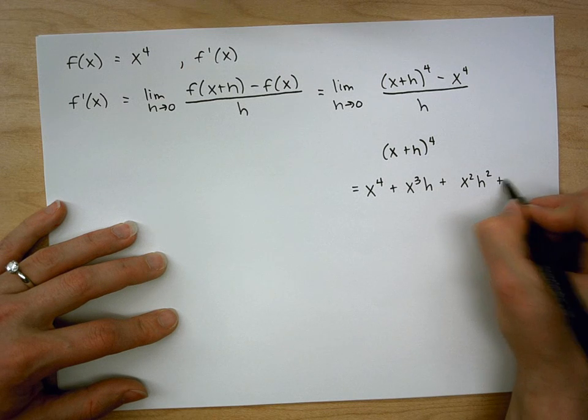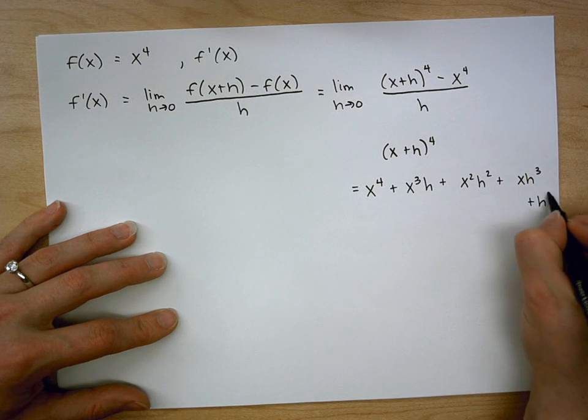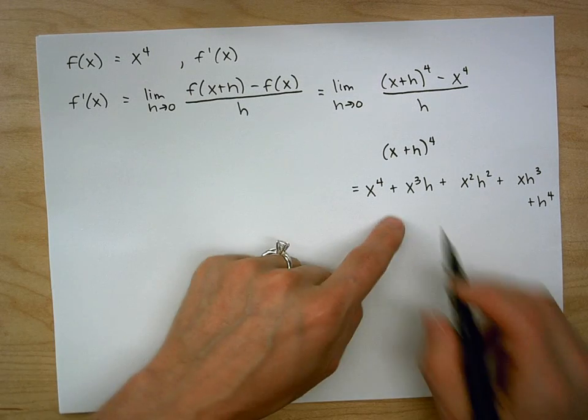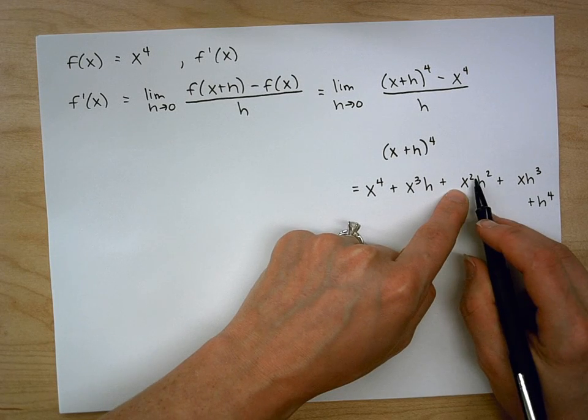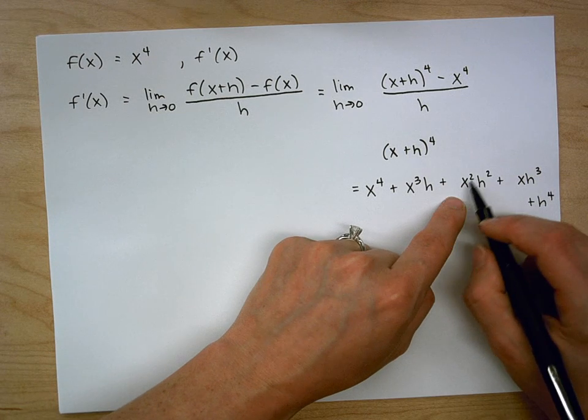I could have an x h cubed. And I could have an h to the 4th. So you see, those are the only possibilities that I have. An x squared h and an x squared h squared and an h squared x squared are equivalent to each other.